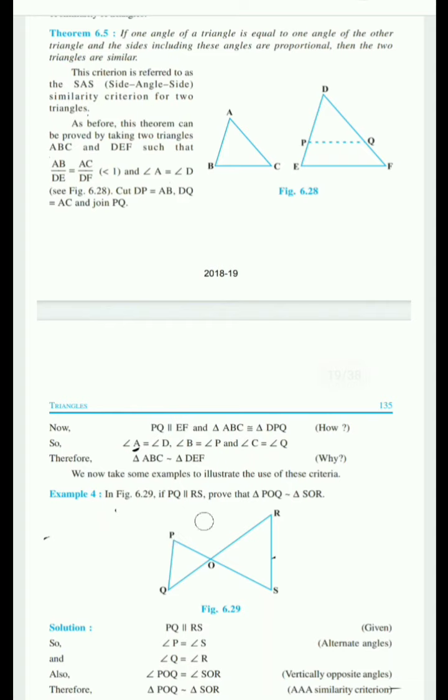This is the end of our session. These were notes that you can write in your notebook, theorem 6.3, 6.5 and 6.4. We will discuss more about this in our next lecture.